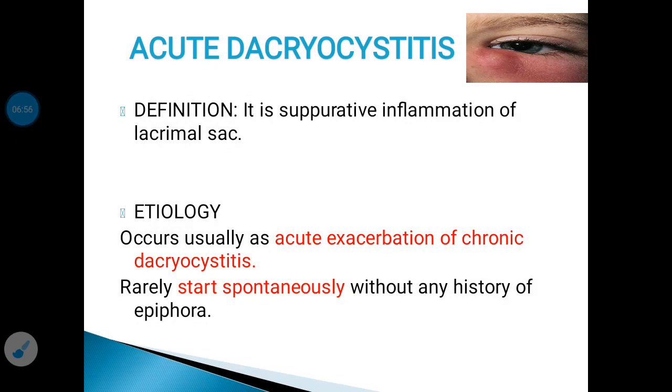Now we will study the second variety of primary dacryocystitis after chronic, that is acute dacryocystitis. What is acute dacryocystitis? It is suppurative inflammation of the lacrimal sac.